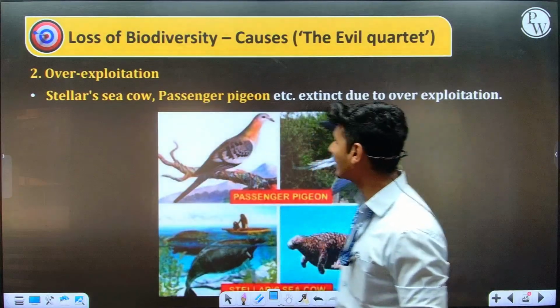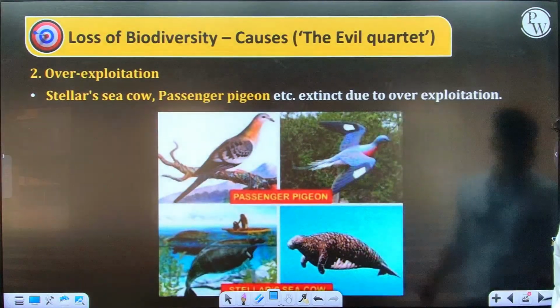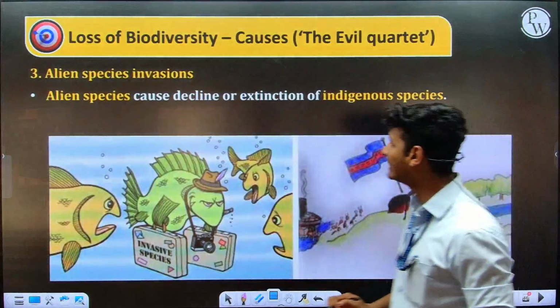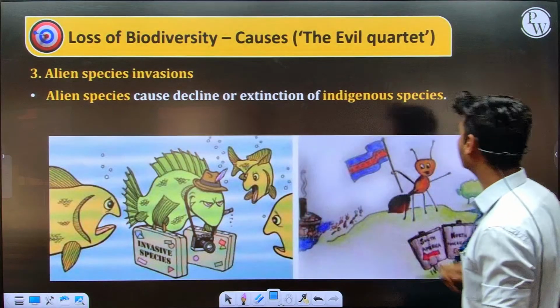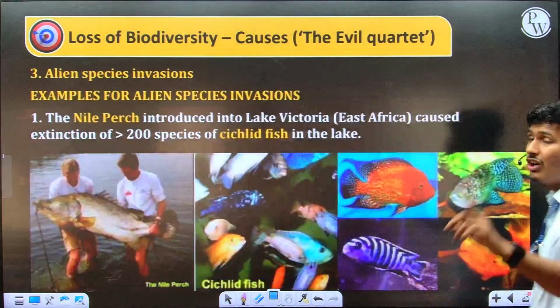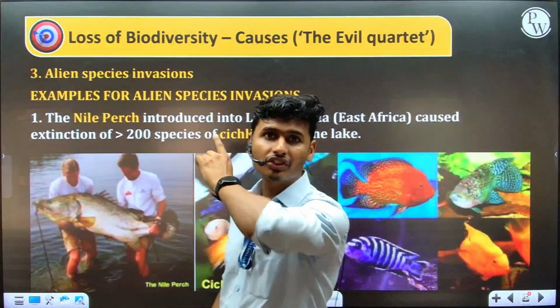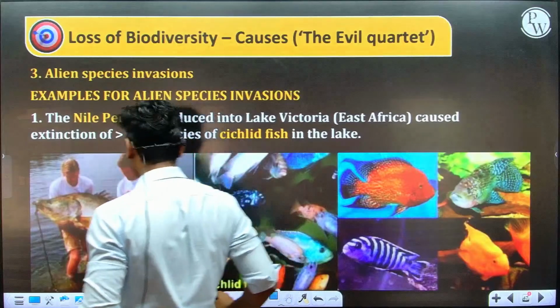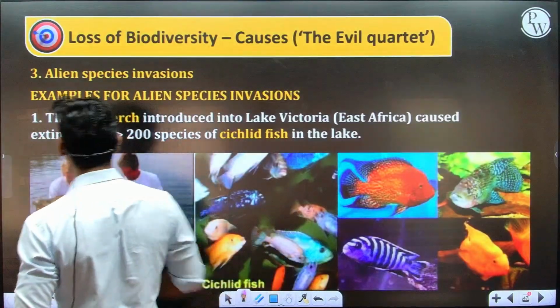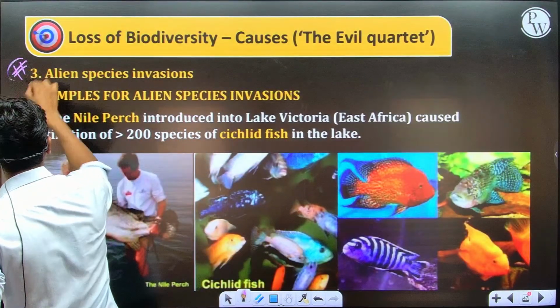Over-exploitation: the Steller's sea cow and the passenger pigeon went extinct due to over-exploitation. Alien species invasion causes decline or extinction of indigenous species. What is an example? Based on this example, a question was asked in the NEET examination. I am marking this with a hashtag.